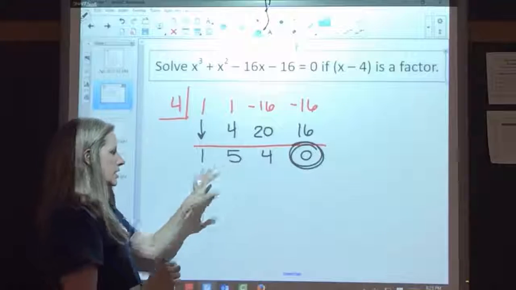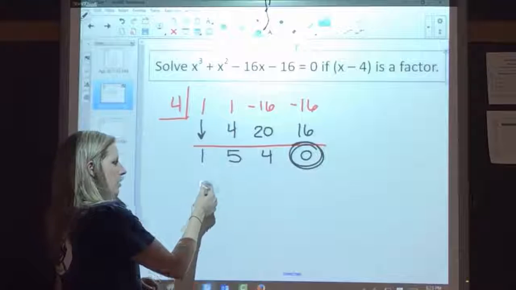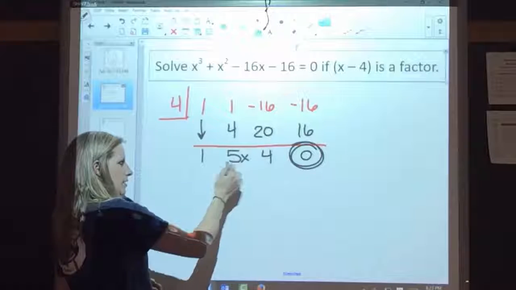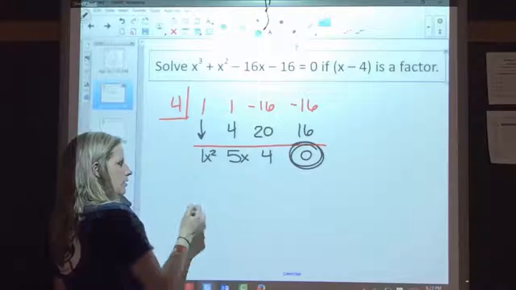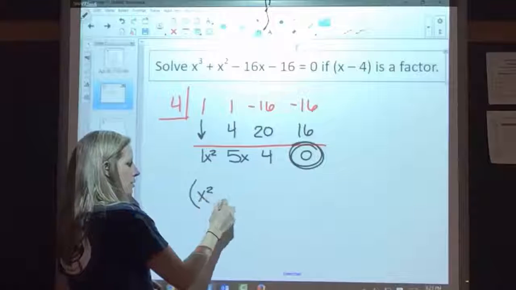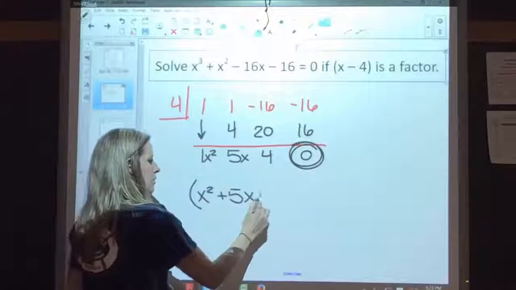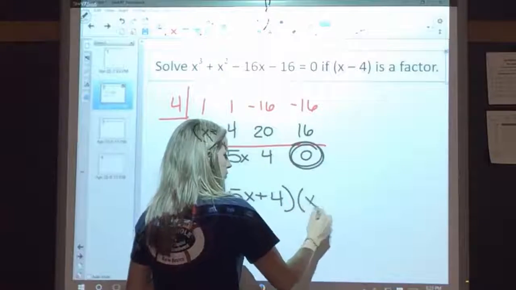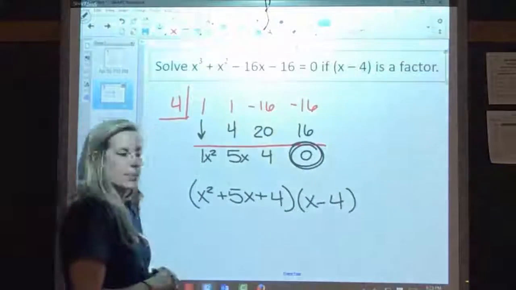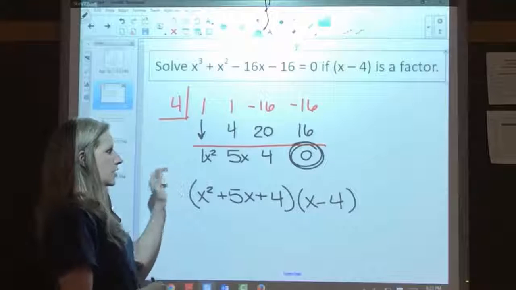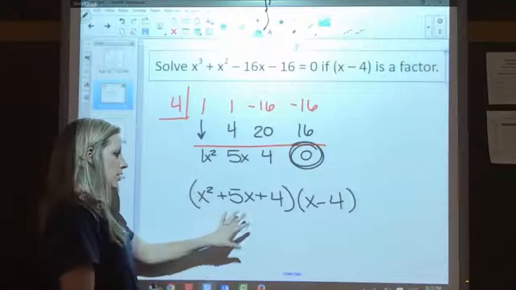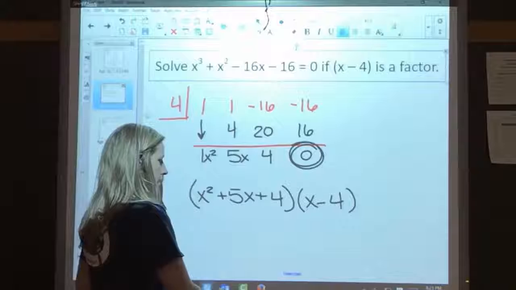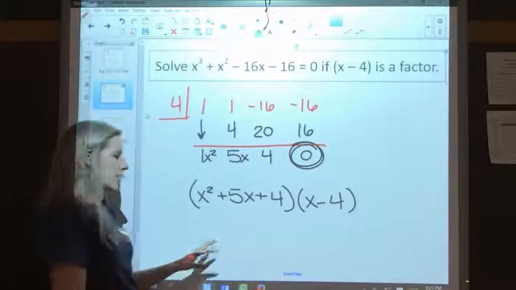All right, so this is telling us that our polynomial, let's see, that would be an x and then an x squared. So we have x squared plus 5x plus 4. And one of our factors is x minus 4. They went ahead and told us that. Okay, so you're going to do synthetic division. You're going to rewrite it. And you're going to factor this even further.